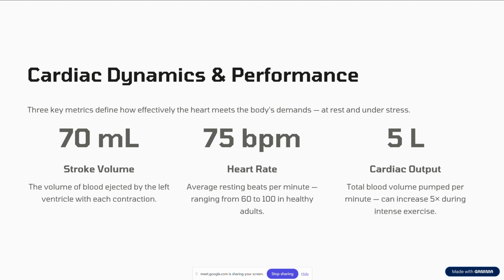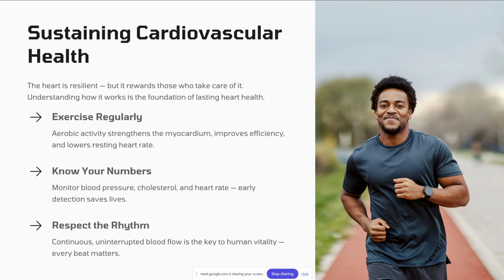Meaning that when you exercise, the blood pumped out is expected to be more than 5 liters. So, sustaining cardiovascular health: exercise regularly, monitor blood pressure. It is expected that you're able to measure your blood pressure. Advise parents to measure blood pressure and check their vitals regularly: blood pressure, cholesterol, heart rate, so that we can detect any pathology or disease of the heart quite early. And also respect the rhythm. Continuous uninterrupted blood flow is the key to human vitality. Every beat matters. So that will be that on that.